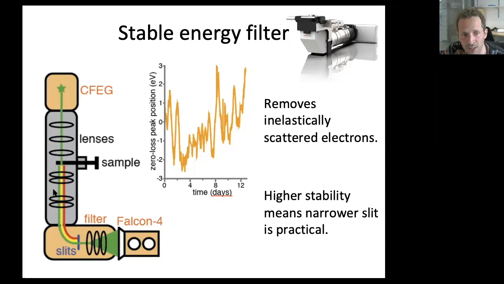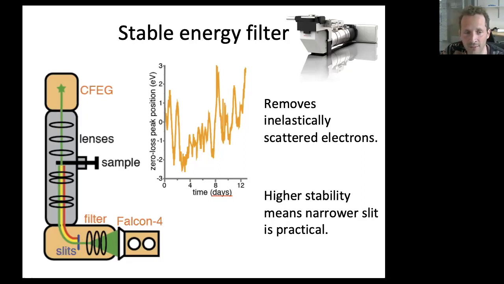and are now contributing noise to the image. Now, we have an optical system here, which we call an energy filter, which is prism based, where you bend the electrons around the corner, and the ones that have lost energy are bent differently than the ones that haven't. So you can then put a physical slit here and filter out only the electrons that have not lost energy.